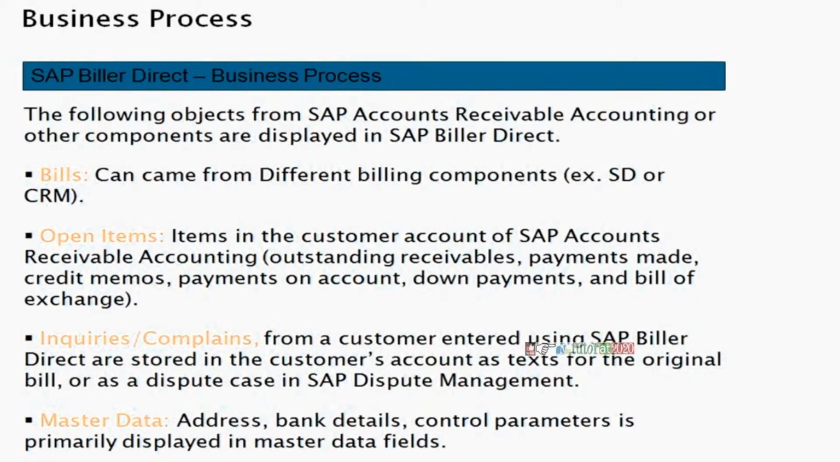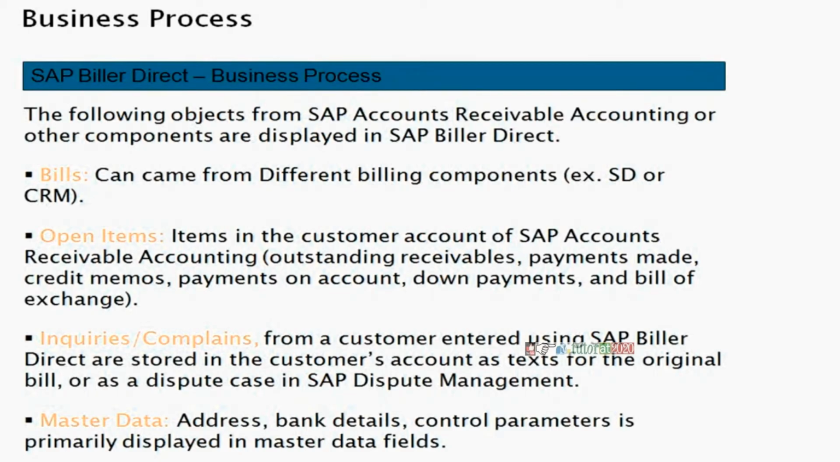Now the other business, SAP Biller Direct business process. The following objects from SAP accounts receivable accounting or other components are displayed in SAP Biller Direct. Now as I said, what you will see as soon as a portal, a web browser, is opened by your customer. Customer means end customer. If you log into the portal, you will say www.bosch.com. Then you will supply either user login and password. Then what will you be able to see?